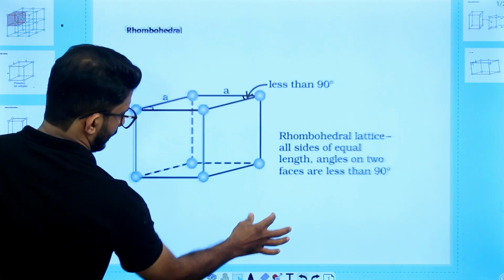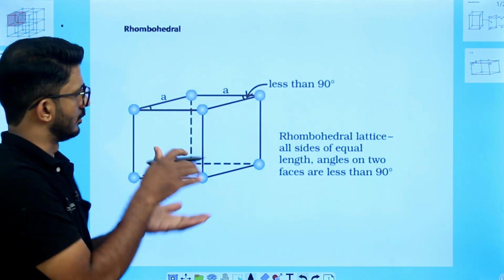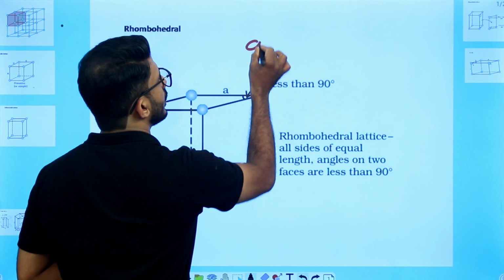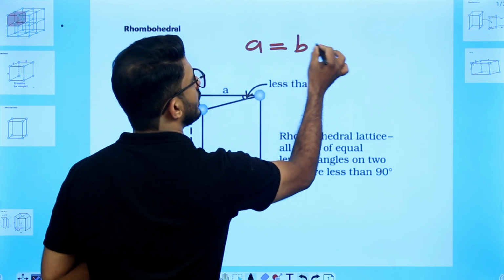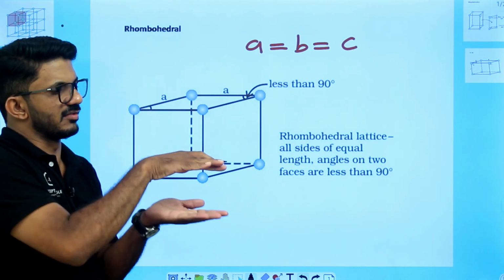This is just like a cubic. A cube pole, meaning A is equal to B is equal to C. But it's not a cube. Just press on the cube a bit.